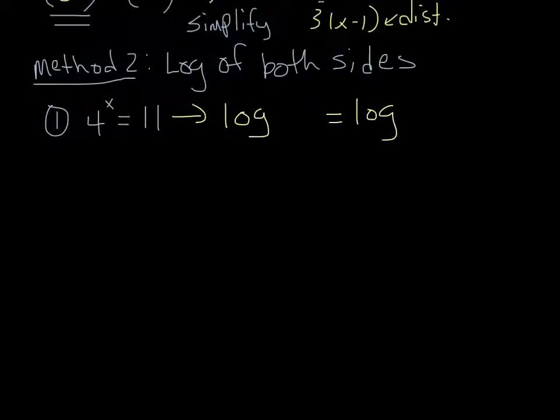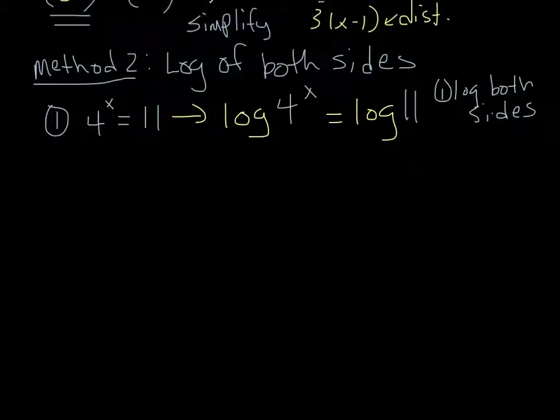Now I'm going to leave my original equation alone for right now. 4 to the x equals 11, except I've applied a log. And that is totally legal to do because I've done the same thing to both sides. Okay, now, so I've logged both sides. That was my first step. So one, log both sides.